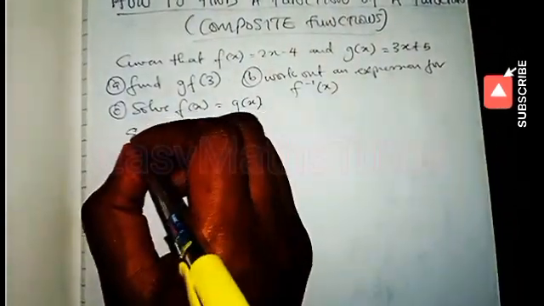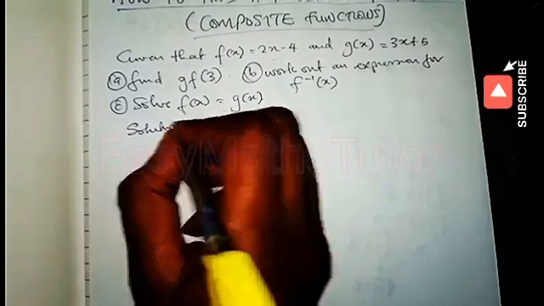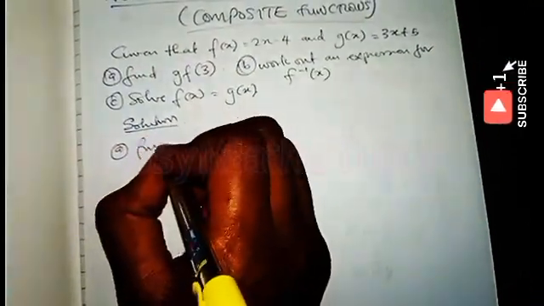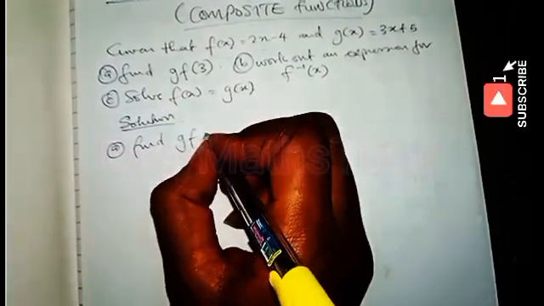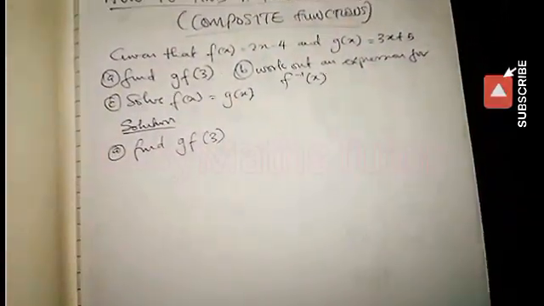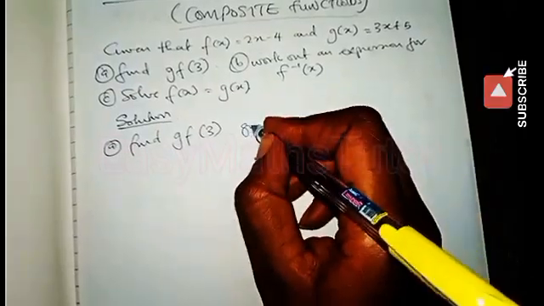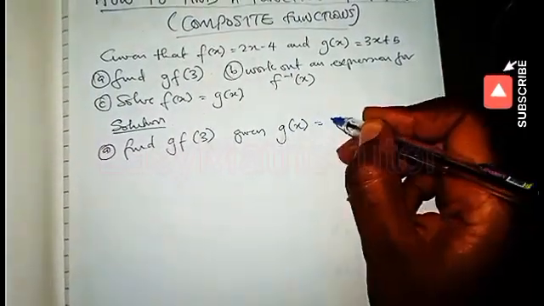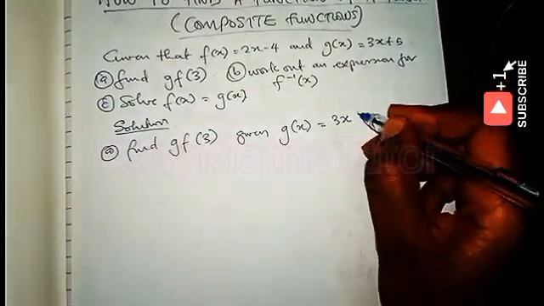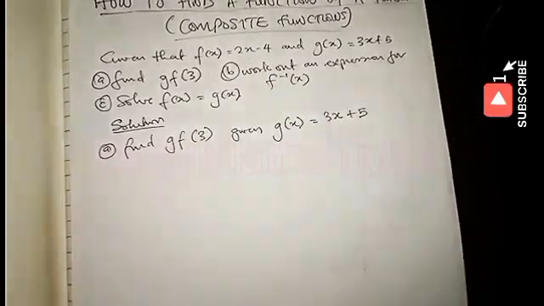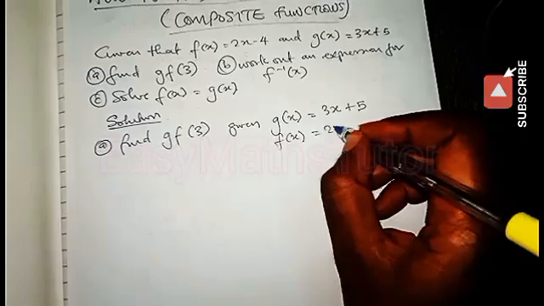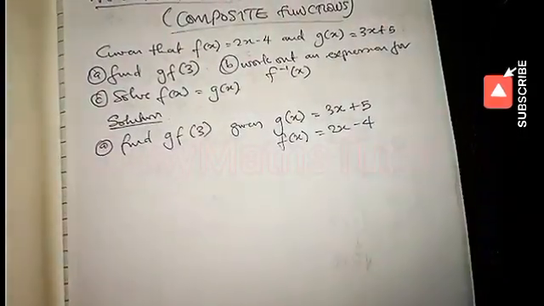So let's go right ahead. Solution. Now for A, we are told to find g of f of 3. First of all, we're given g of x as 3x plus 5, all right? And now we're given f of x as 2x minus 4.